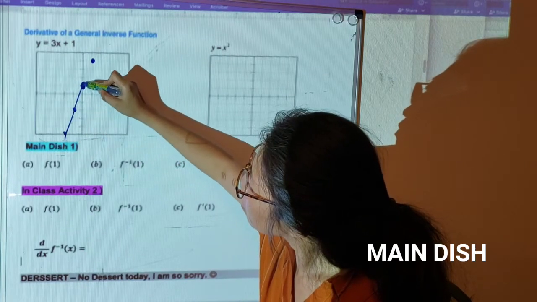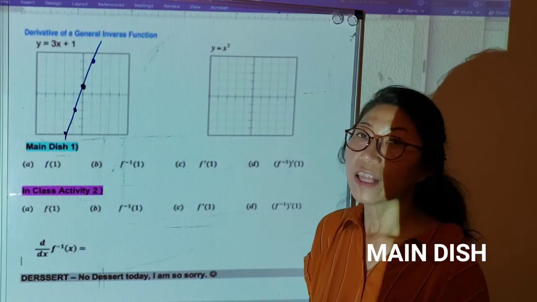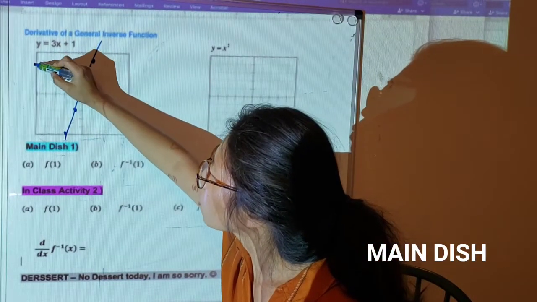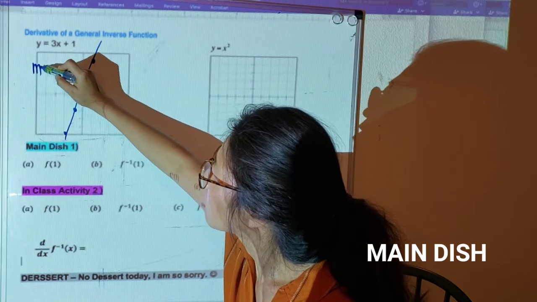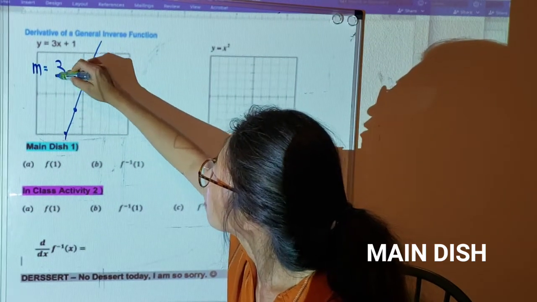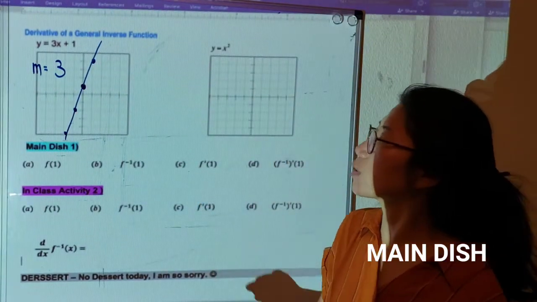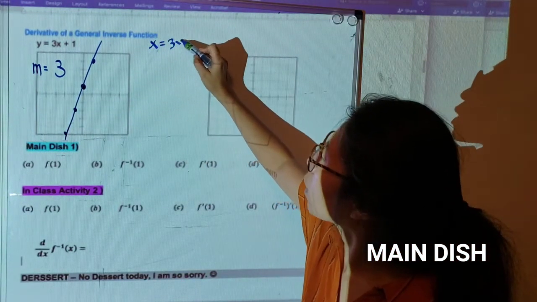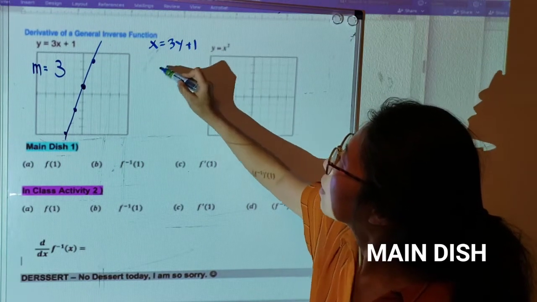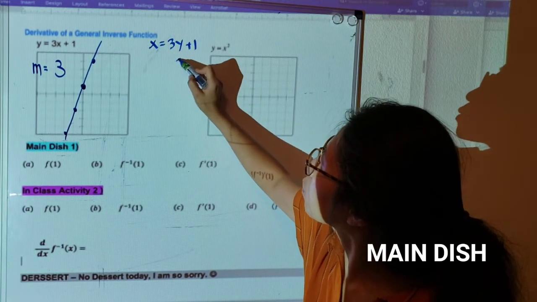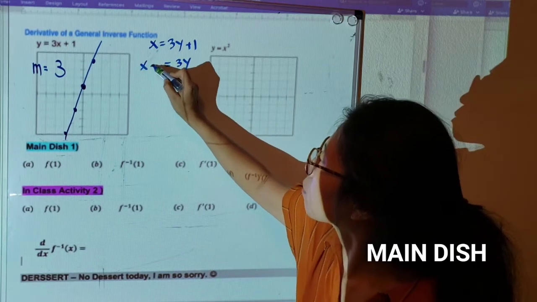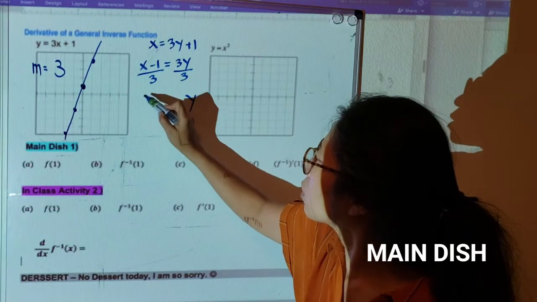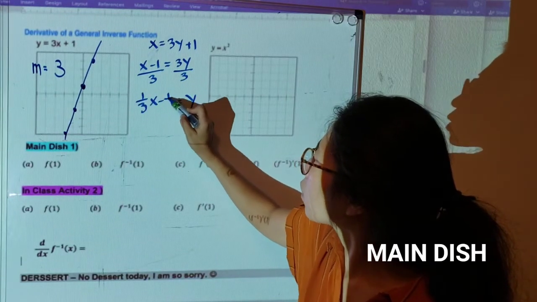And that's going to be this way. And then let's find our slope here. So my original function, the slope is 3. Now let's find our inverse function. In order to find the inverse function, we're switching x and y. So x is equal to 3y minus 1, and plus 1. And then solve for y. So it's going to be 3y is equal to x minus 1. And divide by 3, so y is equal to 1/3 x minus 1/3.